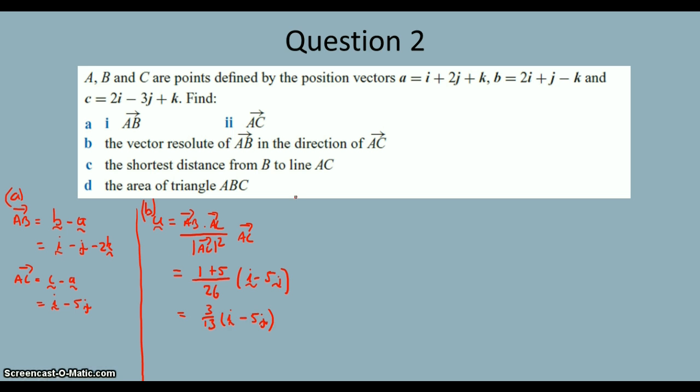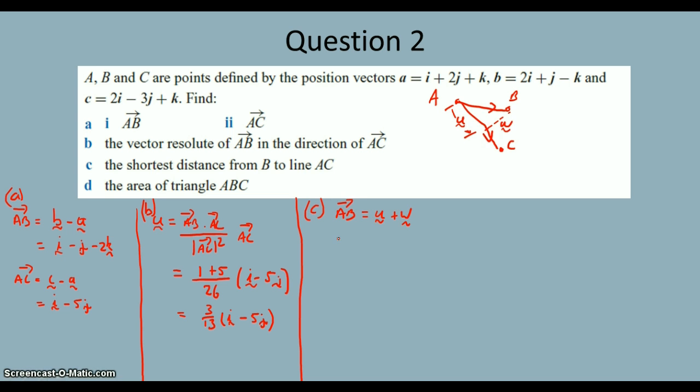Question C, it might be worth drawing a diagram. Just because of my space, I'll draw it up here. We have points A, B and C, and we're looking at vectors AB and AC. And we found the resolute of AB in the direction of AC, which on this diagram we called vector U, so that would be that vector there. The shortest distance is going to be the perpendicular distance from the point to the line. That distance would be represented by this vector here, which we'll call W.